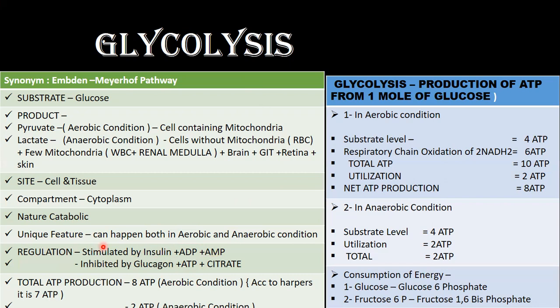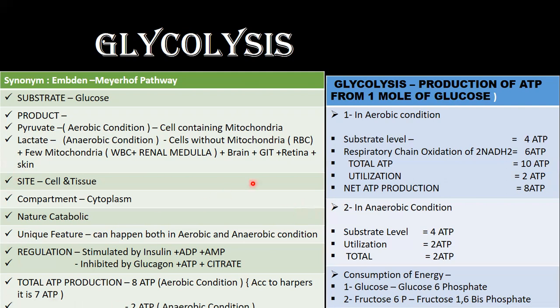Coming to the total ATP production: it is 8 ATP in the aerobic condition, but when we open our Harper's, we might see 7 ATP also, and 2 ATP from anaerobic conditions. Now, we already know what glycolysis is. You can open whichever textbook you prefer and go through the complete glycolysis pathway, or just read it once, so you get an idea of what the aerobic and anaerobic conditions are.